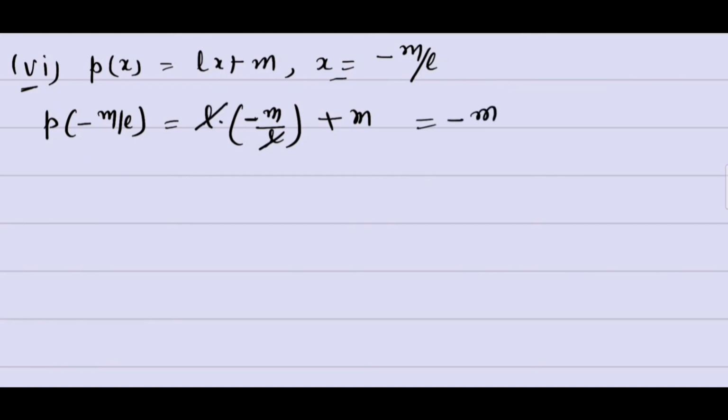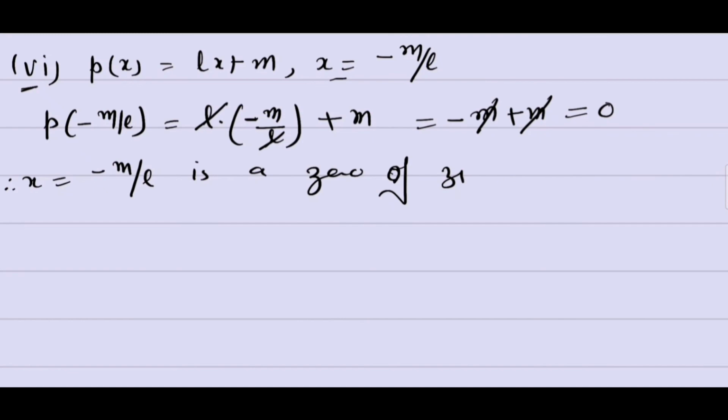So the next question I'm taking here is the sixth one, which says p(x) is equal to lx plus m, and for the x value here I have to put negative m upon l. Let's put this value. p of negative m upon l is equal to l into negative m upon l plus m. This l will get cancelled with this. I will be left with negative m plus m. So they will get cancelled. I will get 0. So we can say x is equal to negative m upon l is a 0 of the given polynomial. Last question here I'll do this seventh one.